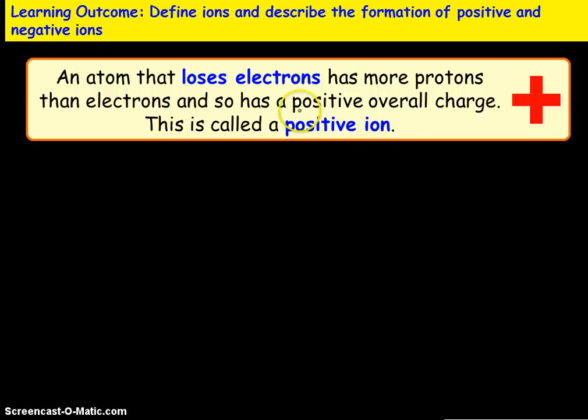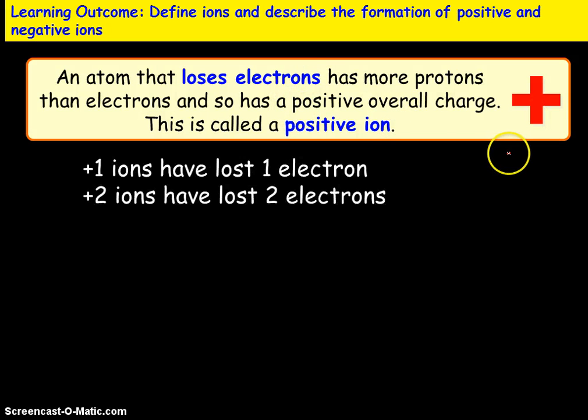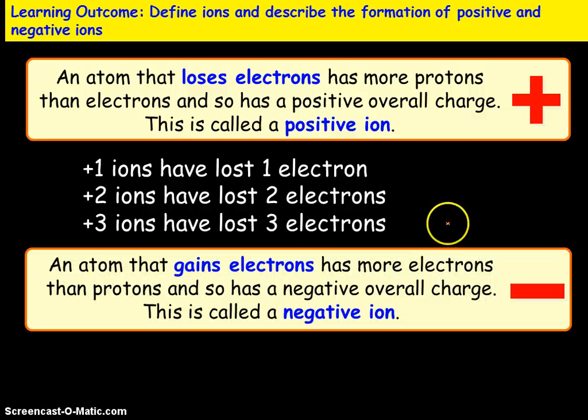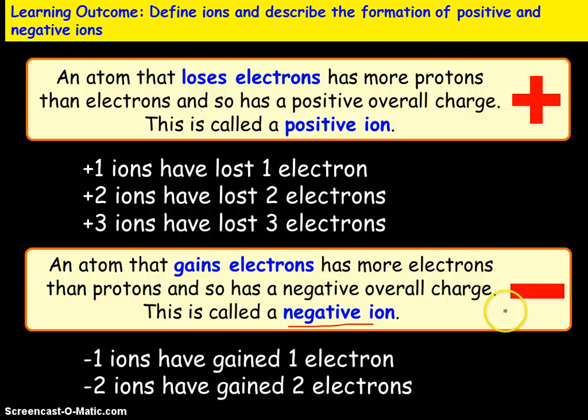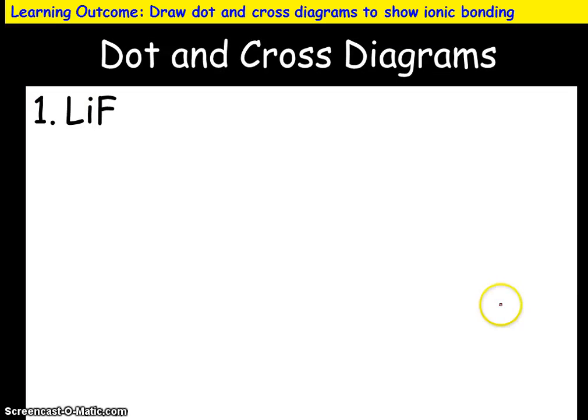So any atom that loses electrons will form a positive ion because there'll be an excess of protons to electrons, and so it will be positive. So +1 ions have lost 1 electron, +2 have lost 2, and 3, etc. Any atom that gains electrons is gaining negative charge, so it will form a negative ion. So -1 have gained 1 electron, -2 have gained 2, and so on.